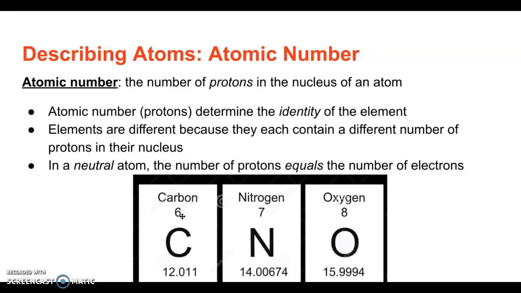If carbon has 6 protons and I add a proton, it's no longer carbon. It's now nitrogen because I now have 7. And in a neutral atom, that means that my number of protons also equals my number of electrons. So if I have carbon here, with 6 protons, I also have 6 electrons if it is neutral.